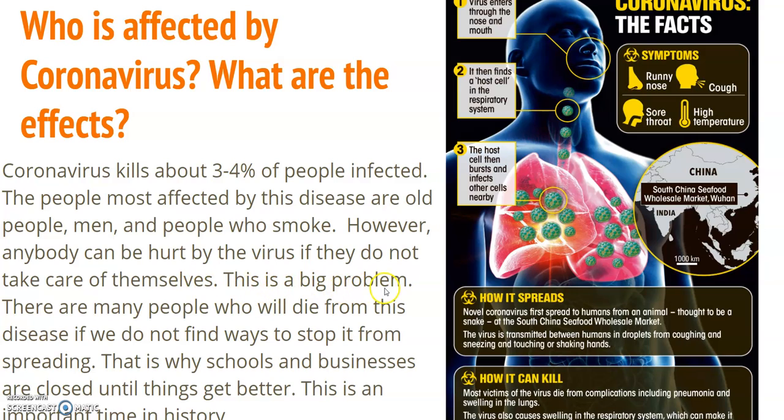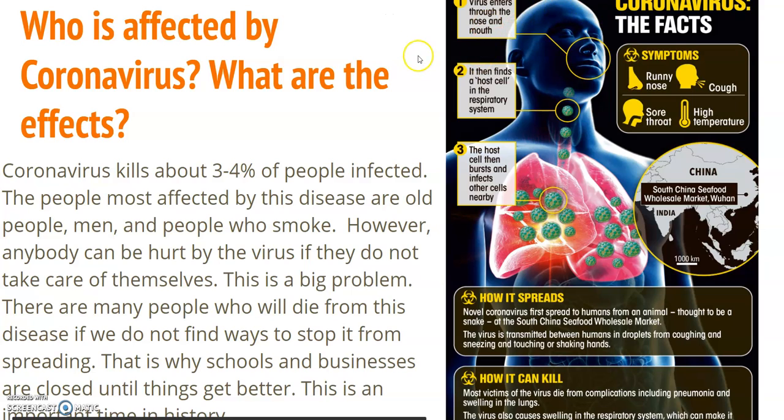This is a big problem. There are many people who will die from this disease if we do not find ways to stop it from spreading. That is why schools and businesses are closed until things get better. This is an important time in history. So now let's talk about what are its effects.